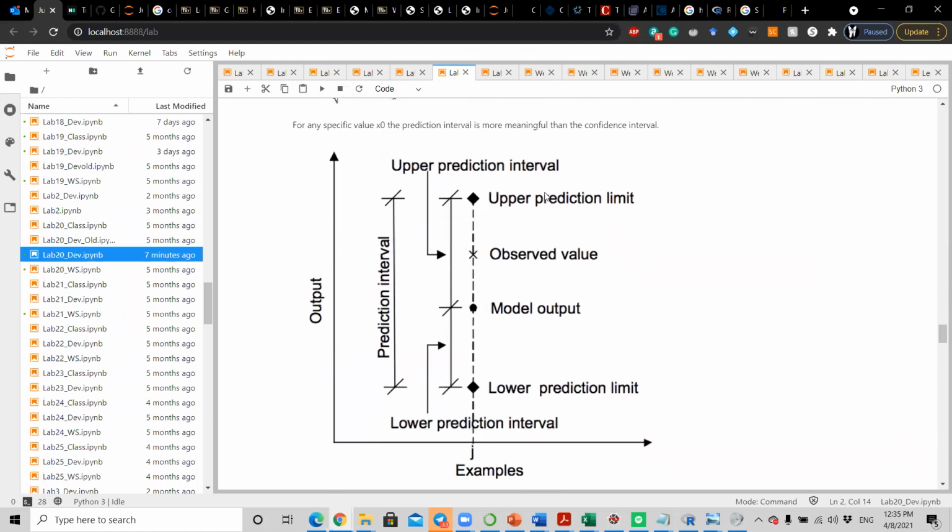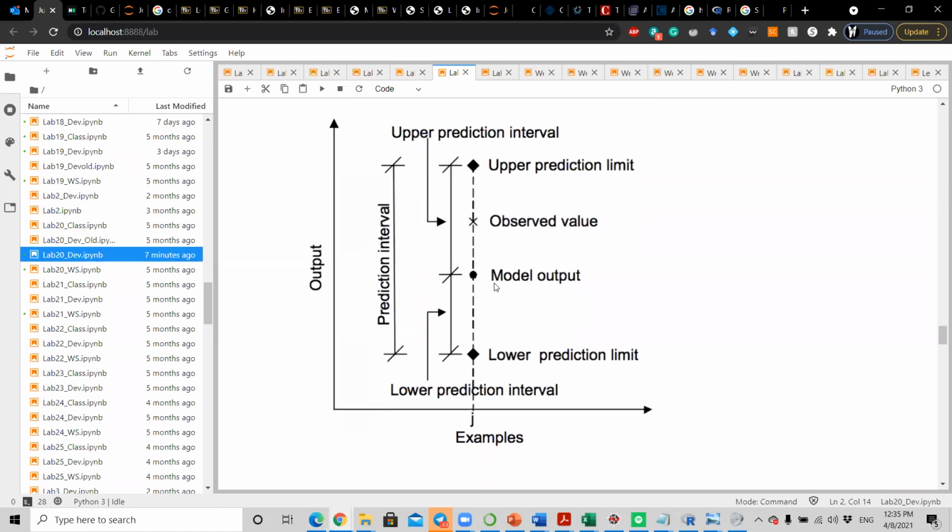Okay. And in this one, we are looking at a specific point and we are finding the upper and lower limits where we can be, for example, 95% confident that we are capturing the true value. Any questions?